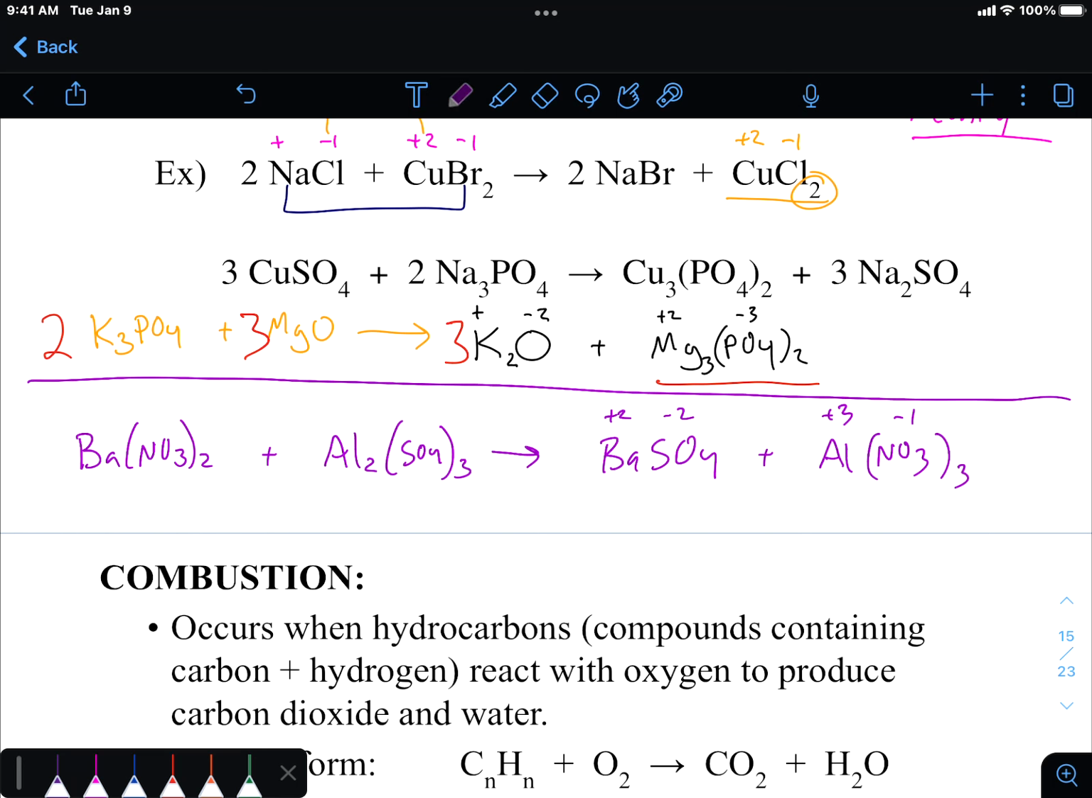And so I just have to balance. So let's start over here. 3 sulfates. Let's put a 3 here. That's 3 bariums. Come back here, put a 3 here. That's 6 nitrates. Come back here, put a 2 there. That's 2 aluminums, and we have 2 aluminums. Now we're done. Okay, that's how you predict and balance a double replacement reaction, which is the premise of today's lab.